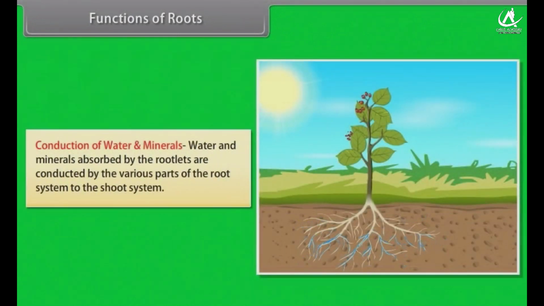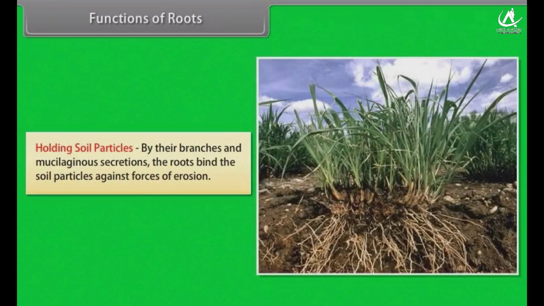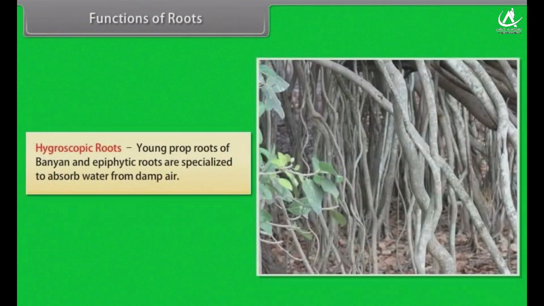Conduction of water and minerals: water and minerals absorbed by the rootlets are conducted by the various parts of the root system to the shoot system. Holding soil particles: by their branches and mucilaginous secretions, the roots bind the soil particles against forces of erosion. Hygroscopic roots: young prop roots of banyan and epiphytic roots are specialized to absorb water from damp air.